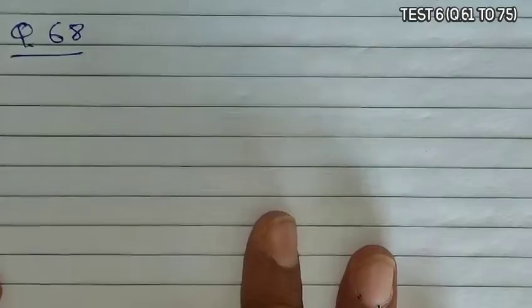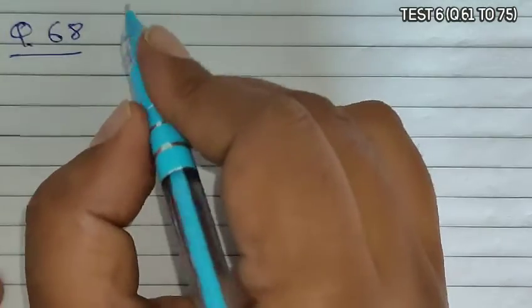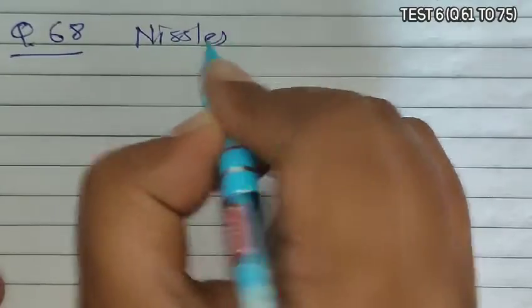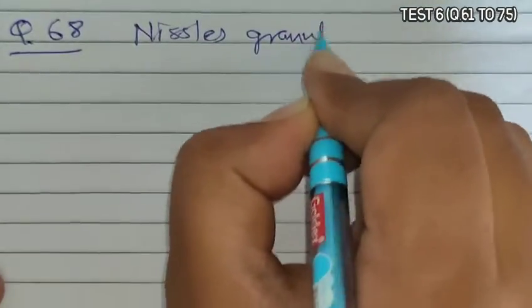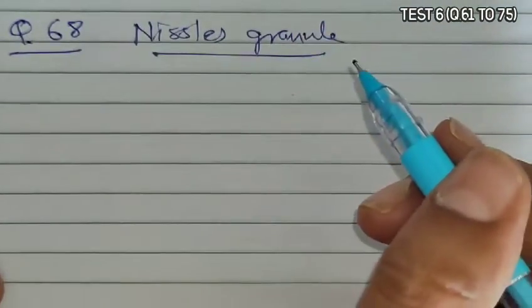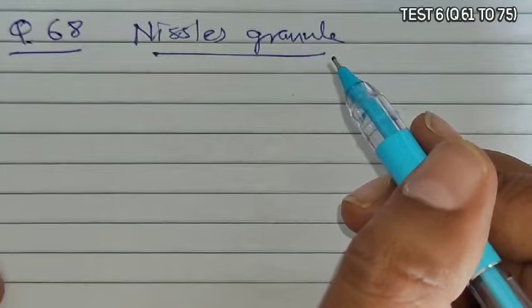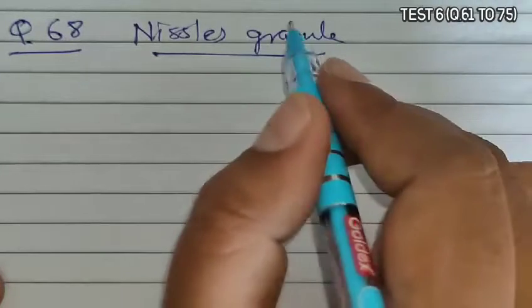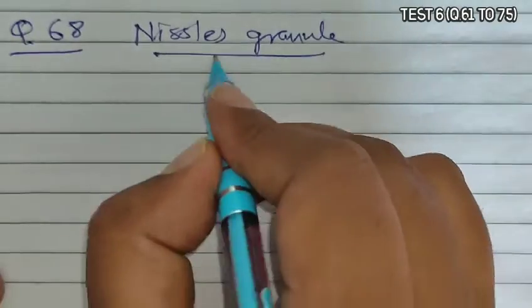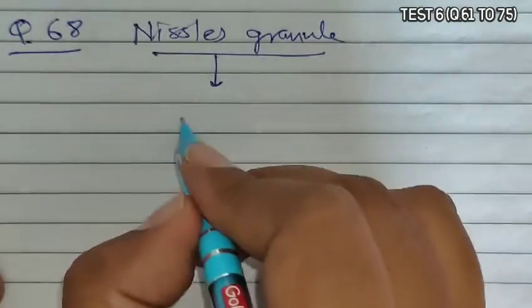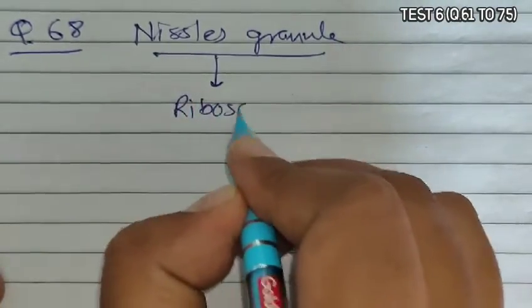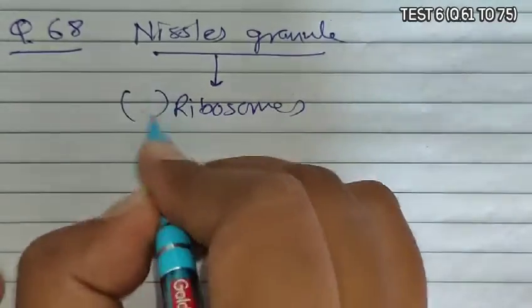Question 68 asks that Nissl's granules are found in the cyton of nerve cells, that is the cell body. These have affinity for basic dye. It is a fact-based question, and you should remember that Nissl's granules are made up of ribosomes. So option D is the correct answer.